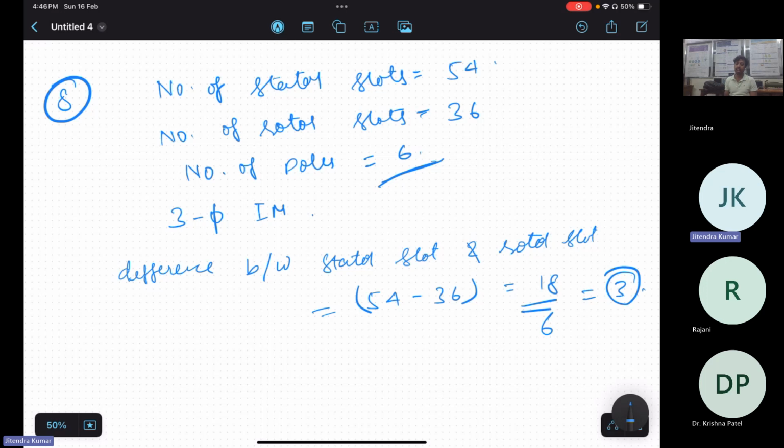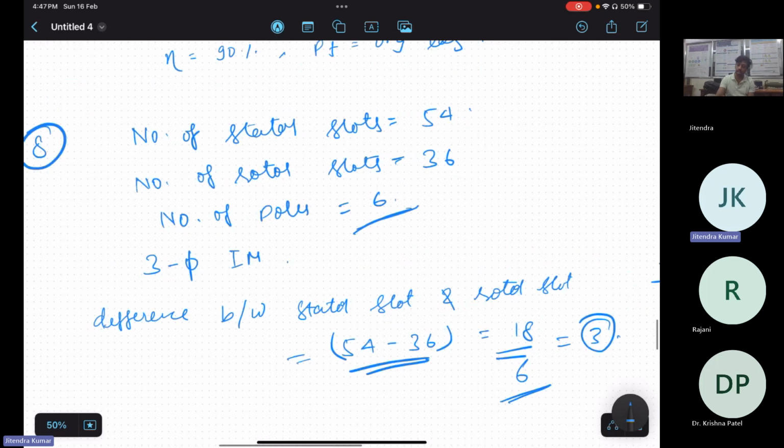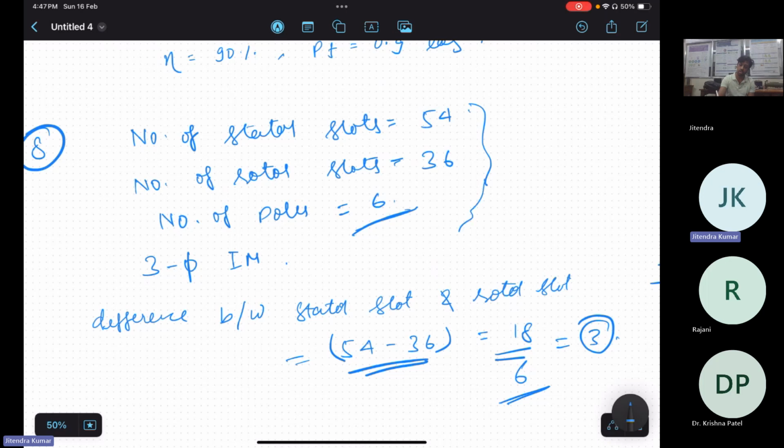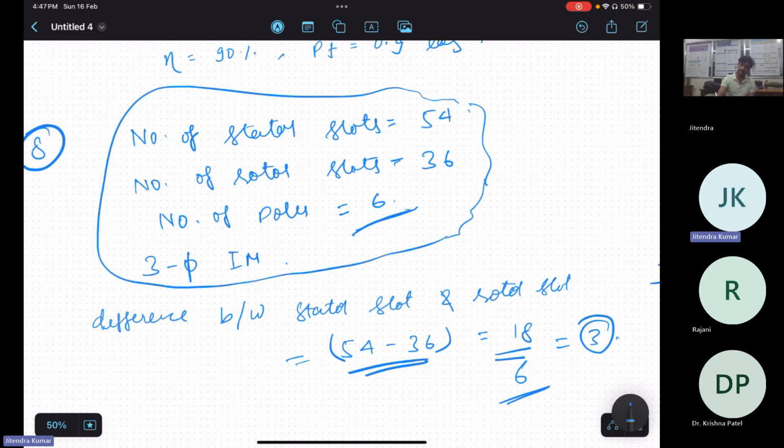So there will be 3 instances where a strong cogging will happen in the machine. And at a speed lower than the synchronous speed, at very low speed, this factor will also cause a strong crawling. So that is why we should not have the difference between stator slots and rotor slots as a multiple of the number of poles. Okay, so that is why this selection should not be appreciated in the design of an induction machine. So you should not go ahead with such a design if you are going for 6 pole.